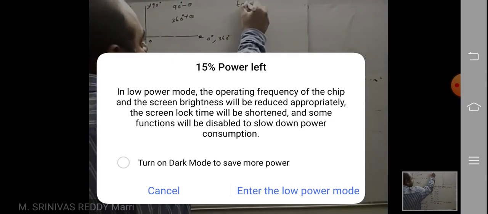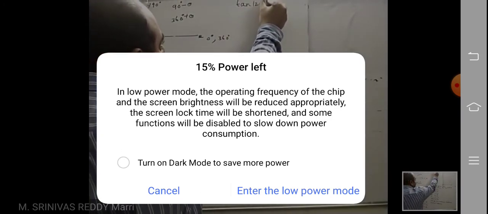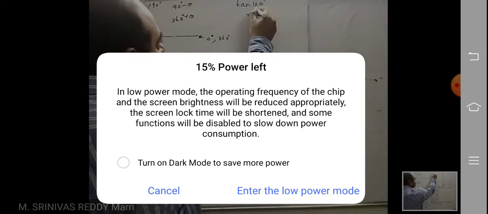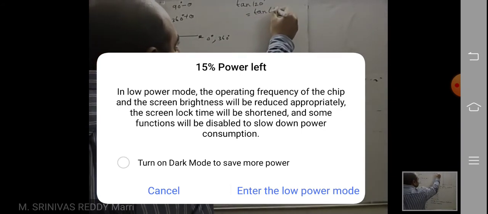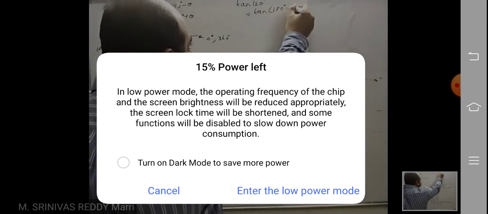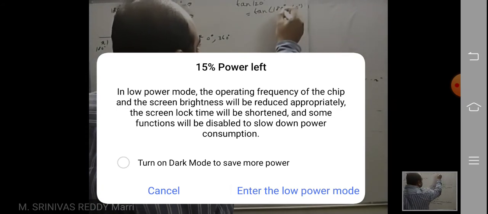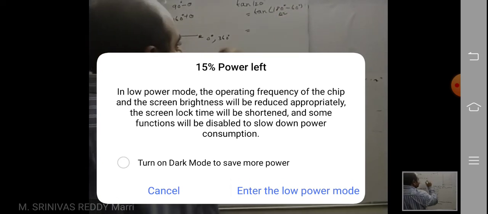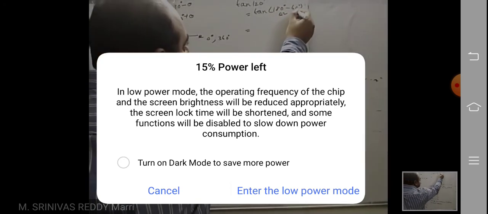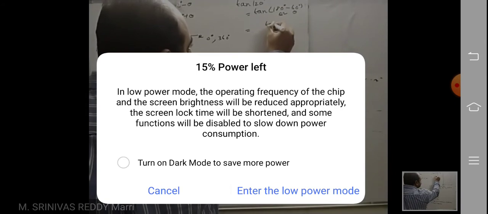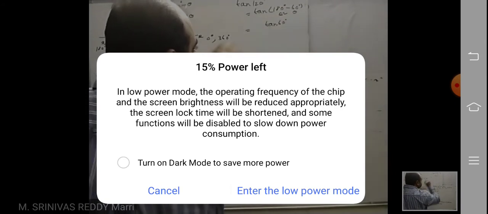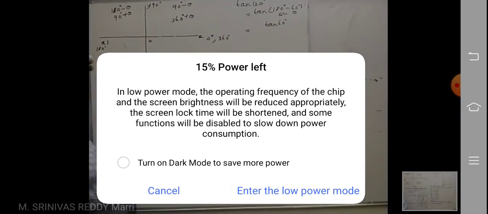Suppose tan 120 degrees. Tan 120 degrees is nothing but, you know the angle 60 degrees. So this is quadrant 2. Tan of 180 minus theta, where theta is this one. So you write tan 60 degrees. First write tan theta, and tan in quadrant 2 is negative. So minus root 3.